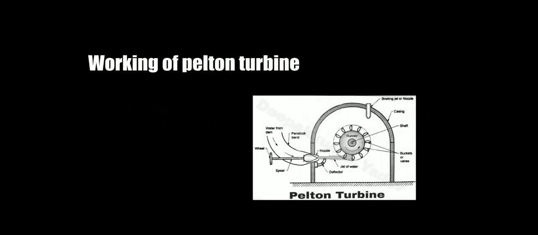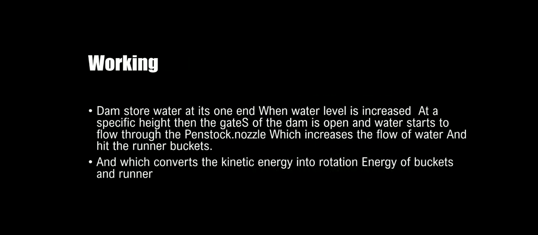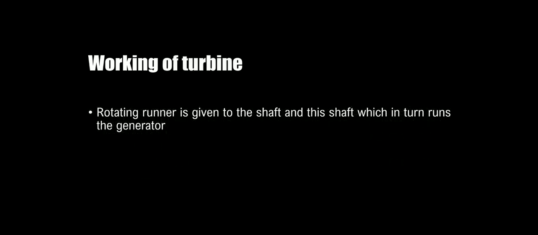Next, working of the Pelton turbine. See, from the diagram I will show, and if you want the information also, that I will provide you. The dam stores water at its one end. When the water level increases to a specific height, the gates of the dam are opened and water starts to flow through the penstock. The nozzle increases the flow of water and hits the runner buckets, which converts kinetic energy into rotational energy of the buckets and runner. The rotating runner is connected to the shaft, and this shaft in turn runs the generator.